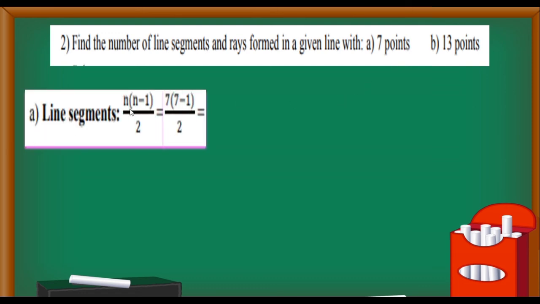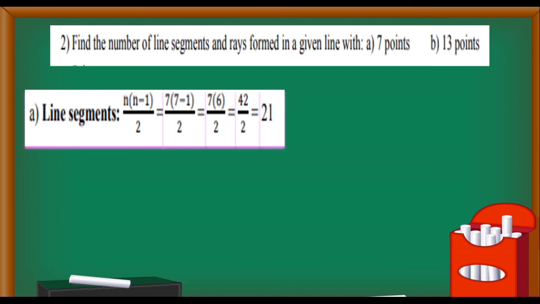So, given po ang line segment na ang formula natin ay n times the quantity n minus 1 over 2. So, papalitan lang po natin yung n ng 7. So, 7 times the quantity 7 minus 1 over 2. And 7 minus 1 is 6. So, magiging 7 times 6 over 2. And 7 times 6 is 42. Divided by 2, the answer is 21. So, ibig sabihin, sa given na 7 points, makakabuo tayo ng line segment na 21.